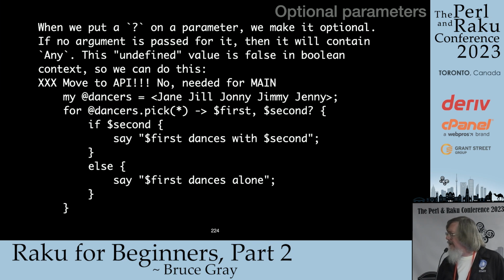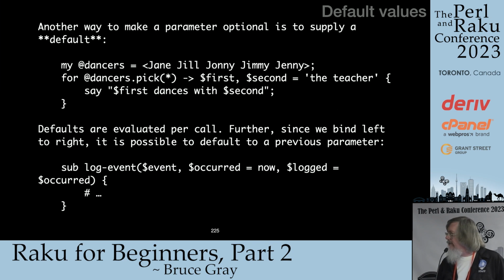Same example. You've got an XXX comment. Another way to make a parameter optional is to supply a default. We can do it with the subroutine, as we did at the bottom, says logged equals occurred. Oh, how brilliant is that? It doesn't have to be a fixed assignment. I can make it equal to a parameter earlier in the parameter list. I forgot about that. That's slick.